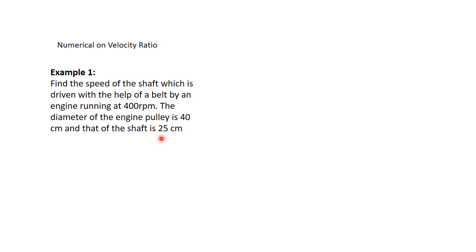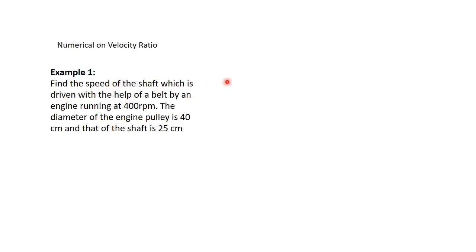So we have to identify which is the driver and which is the driven pulley. We can see that the shaft is driven with the help of a belt by an engine running at 400 rpm. So this engine is going to run this driven shaft. This engine is the driver, meaning n1 equals 400. The diameter of the engine pulley, meaning the driver diameter, is 40 centimeter and the driven diameter is 25 centimeter, and we have to find out the speed of the shaft which is driven.